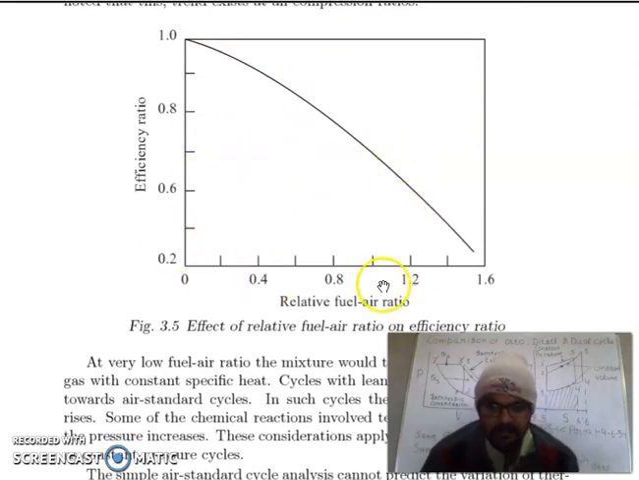You can see in this diagram that when the relative fuel air ratio is almost zero, the efficiency of the fuel air cycle is almost equal to the air standard cycle. I am repeating it again. When the relative fuel air ratio is almost zero, or when the fuel is almost negligible, with a very negligible amount of fuel in the mixture, the efficiency of a fuel air cycle becomes equal to the air standard cycle.